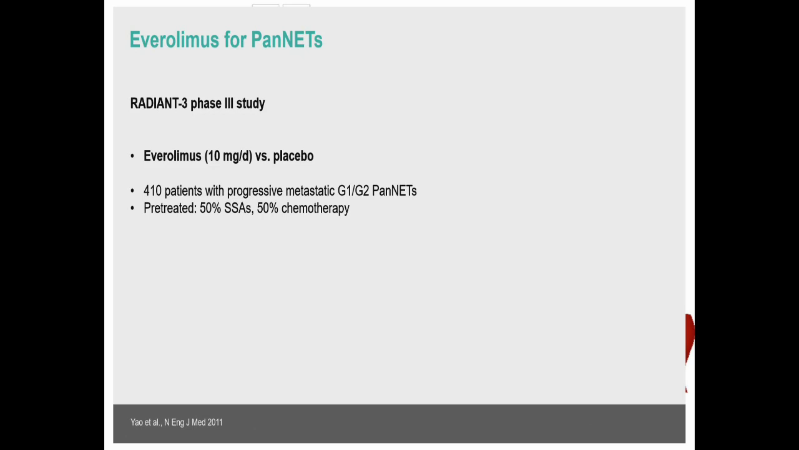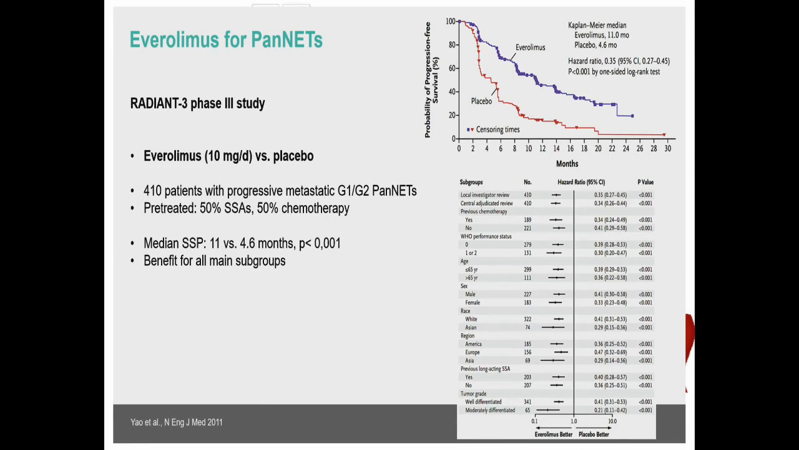Everolimus is effective in patients with pancreatic neuroendocrine tumors. It's an oral drug, a 10 milligram per day pill. And the RADIANT-3 study, which is the biggest study ever performed in patients with pancreatic neuroendocrine tumors, more than 400 patients included, with a placebo arm and an everolimus arm. As you can see on the upper right curves, it is definitely effective.